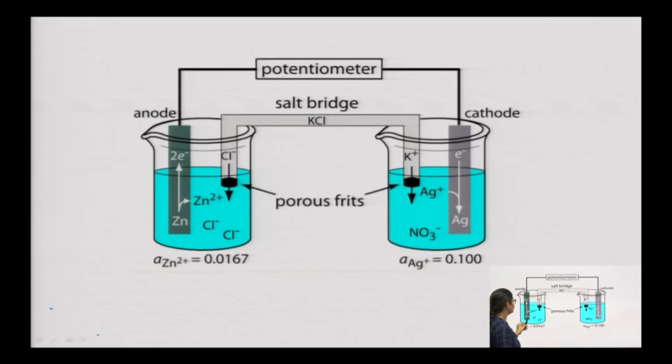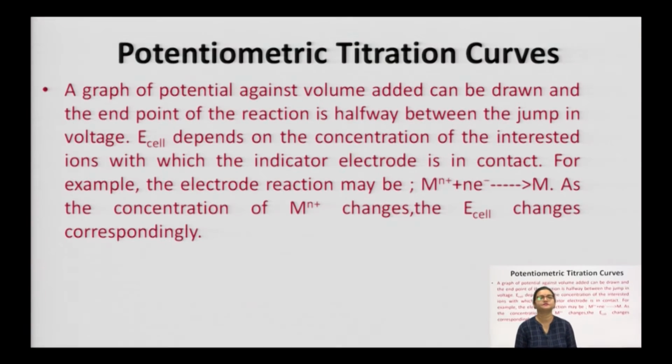At the anode, cations will be formed with the release of 2 electrons, and at the cathode, neutral silver will be formed from positive ions. Cations will be changed into neutral silver atoms. And this is a salt bridge. What is a salt bridge? We will study it further in our coming slides.